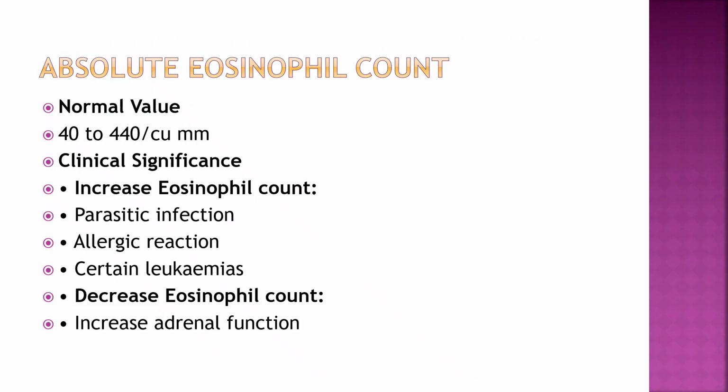Absolute eosinophil count, that is, the total count of eosinophils present in blood per microliter. Normally they are 40 to 450 per cubic millimeter. Clinically, if they are increased, they are seen in parasitic infection, allergic reaction, and some leukemias. And a decreased eosinophil count is seen in increased adrenal function.